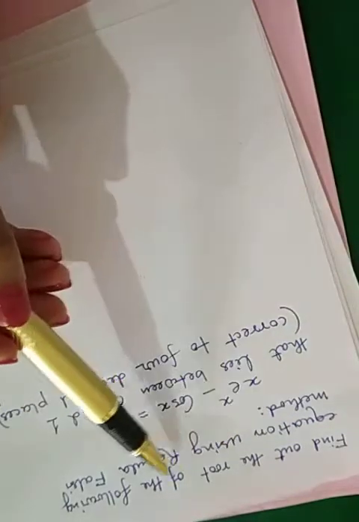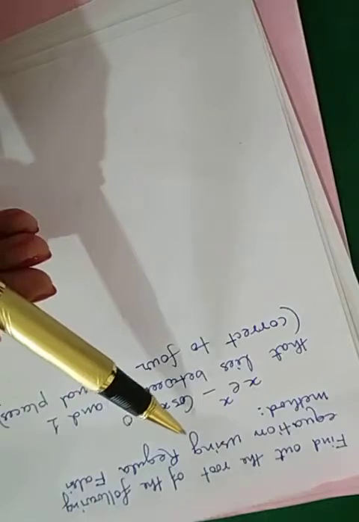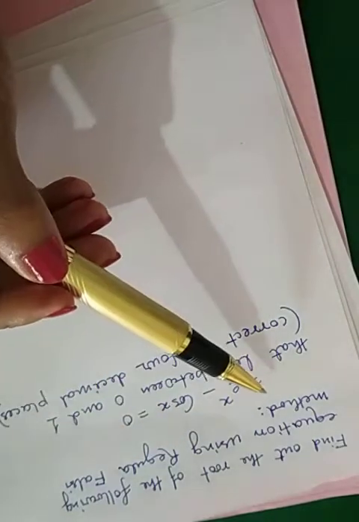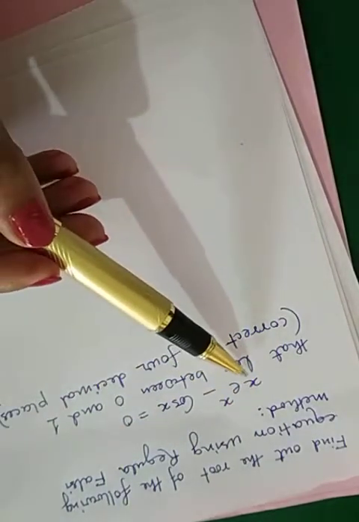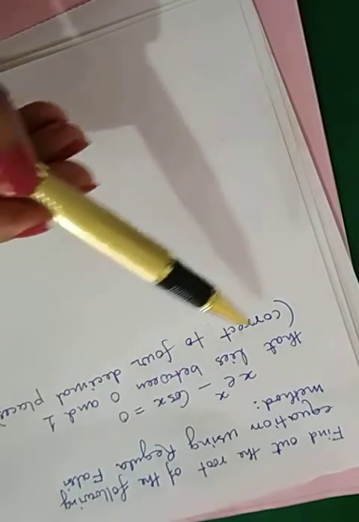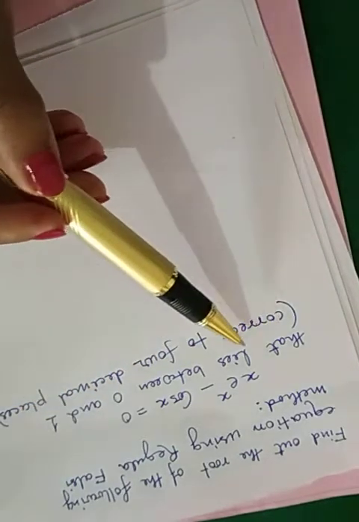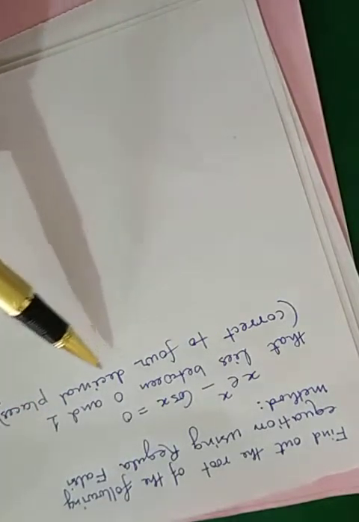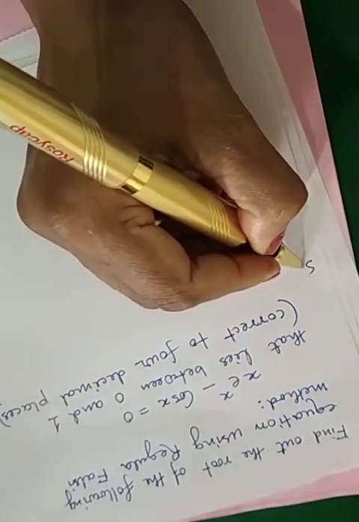Dear students, here is a question of numerical methods. Find out the root of the following equation using Regula Falsi method. Function is x e to the power x minus cos x equals 0, that lies between 0 and 1. That means the root lies between 0 and 1, correct to 4 decimal places. Let us start.